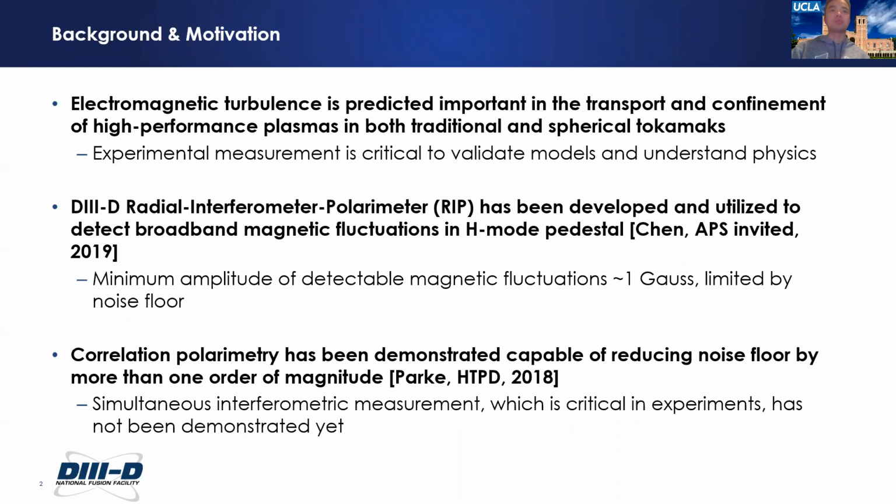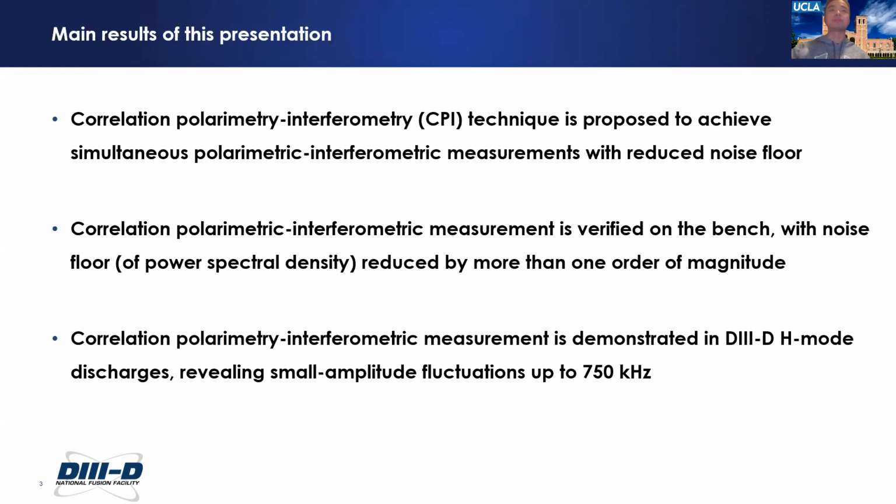One limitation of this instrument is that the minimum detectable magnetic fluctuation is about 1 Gauss, limited by the noise floor. Recently, a new correlation polarimetry has been demonstrated capable of reducing the noise floor by more than 1 order of magnitude. So it's natural that we want to test this out on DIII-D. But it's worth mentioning that this correlation polarimetry has not yet been demonstrated compatible with simultaneous interferometry measurement. So that's what we are going to do on DIII-D.